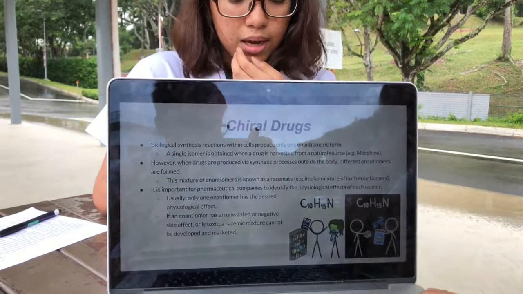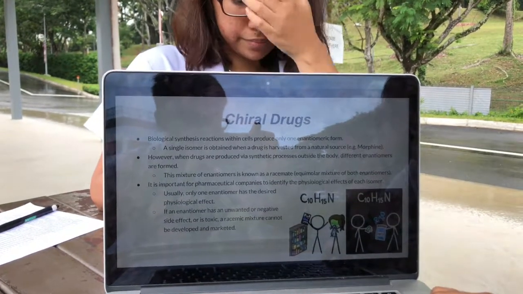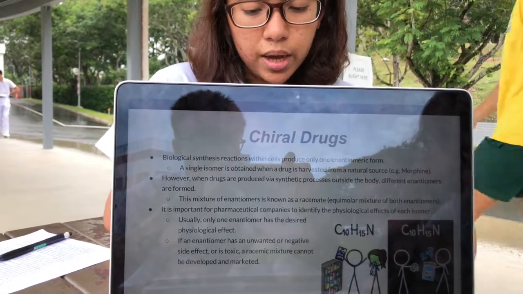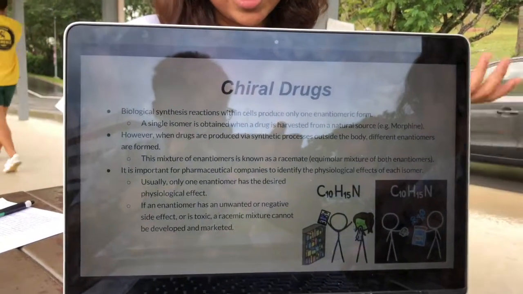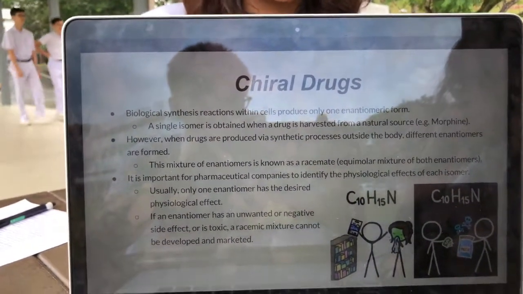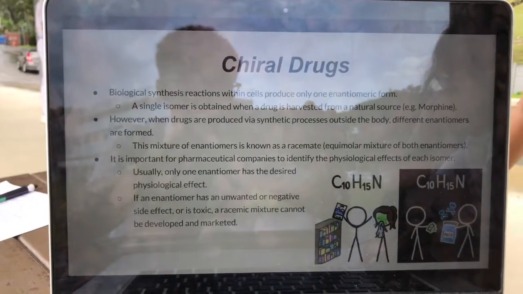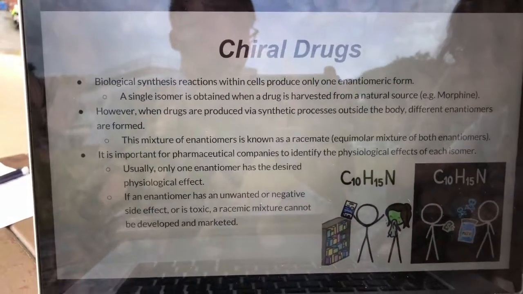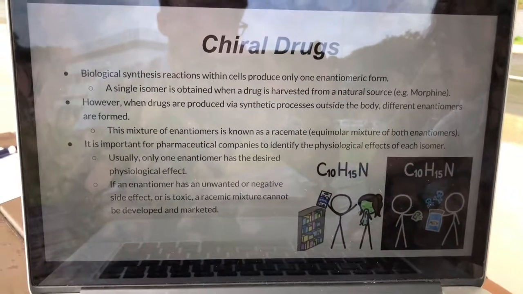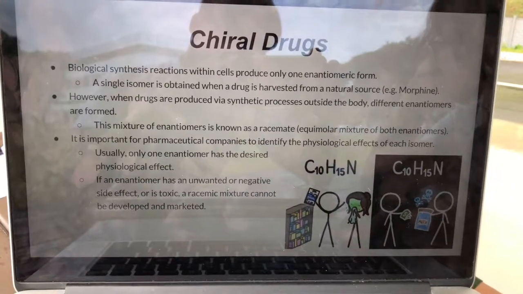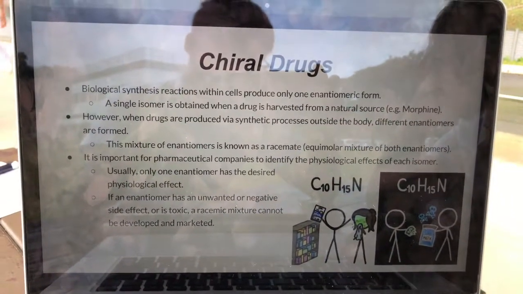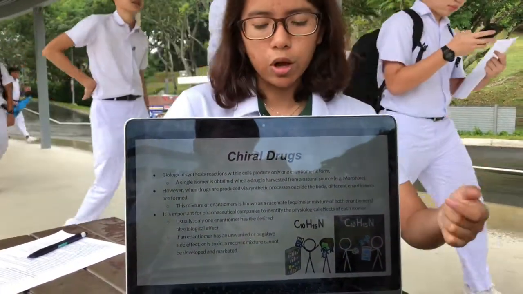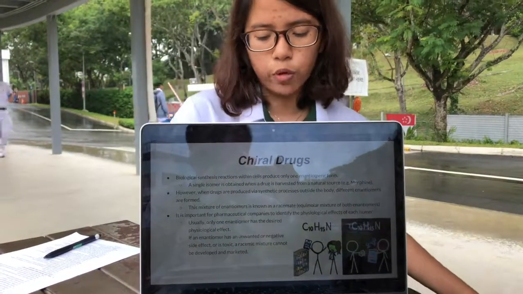So next, chiral drugs are produced by biological synthesis reactions that produce one enantiomeric form, right? Because when we want to obtain an enantiomeric drug, we will try to harvest a drug from a natural source and then try to extract a single isomer from it. However, most often when we produce certain drugs synthetically or artificially, we tend to get a mixture of enantiomers. If this mixture is in equal ratio, it will be called a racemate, right? An equimolar mixture of both enantiomers.